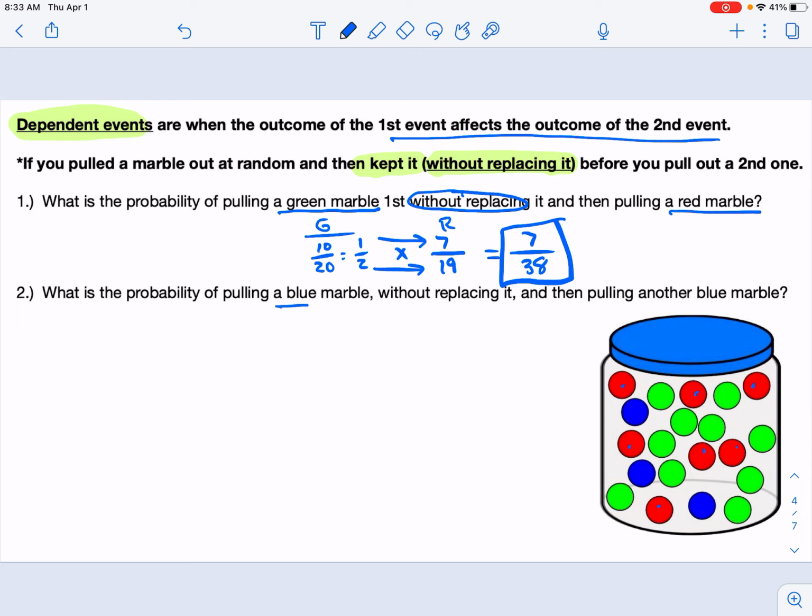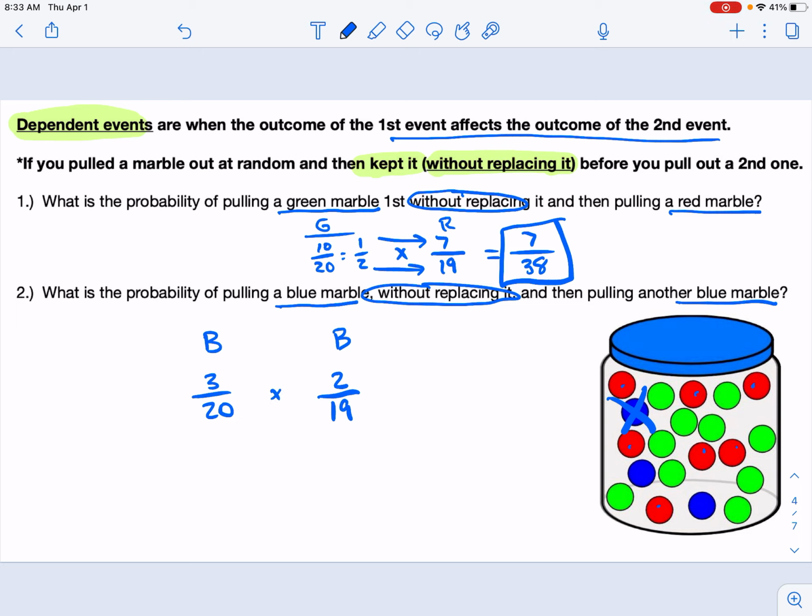The probability of blue, not replacing it, and then another blue. So we need to find out the probability of blue and then blue. The first time there's 3 blue and there's 20 total. Now for the second one, if I took a blue marble away, there's only 2 blues left. And since we took one away, there's only 19 total marbles left. So picking the first marble is changing the probability of what we could get for the second blue marble.